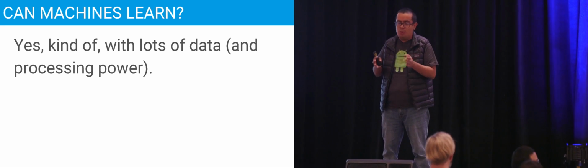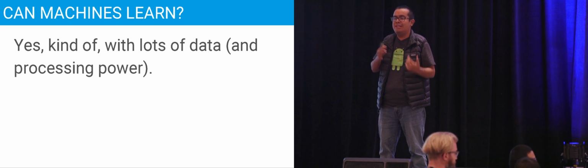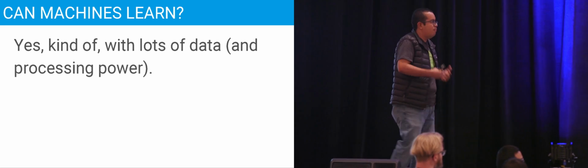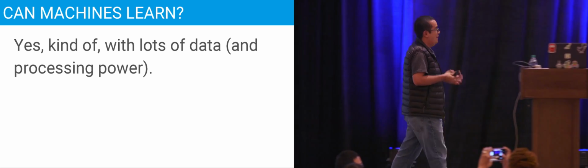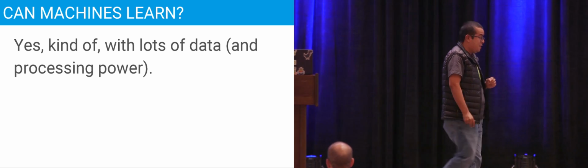And a network comes with different layers. When there are a lot of layers, we call this deep learning. Okay, so can machines learn? Yes, kind of. But we need lots of data and lots of processing power.